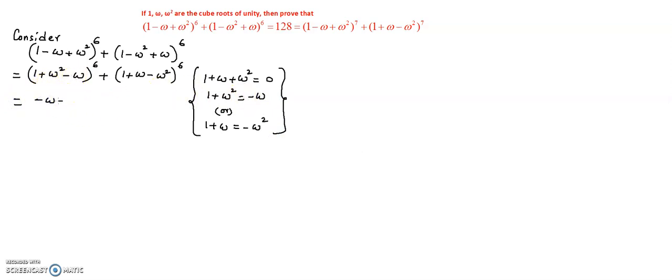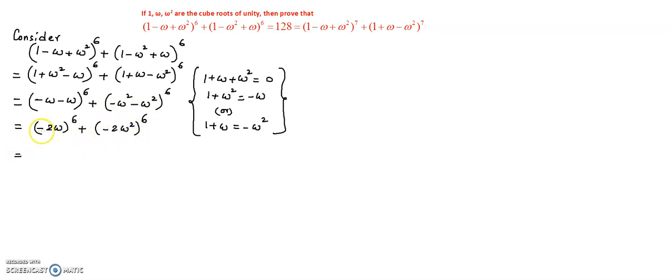We already have (1 minus omega) there, whole power 6, plus 1 plus omega we can write also as minus omega square. We have minus omega square already there, whole power 6. So minus omega 2 times is minus 2 omega whole power 6, and minus omega square 2 times is minus 2 omega square. The whole power 6 will be as it is.